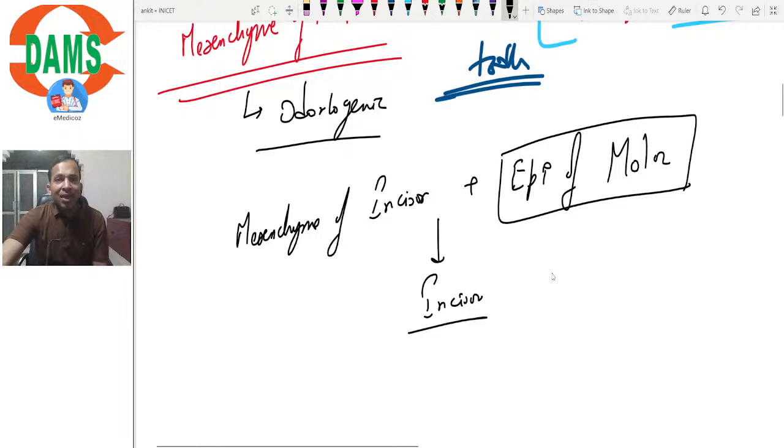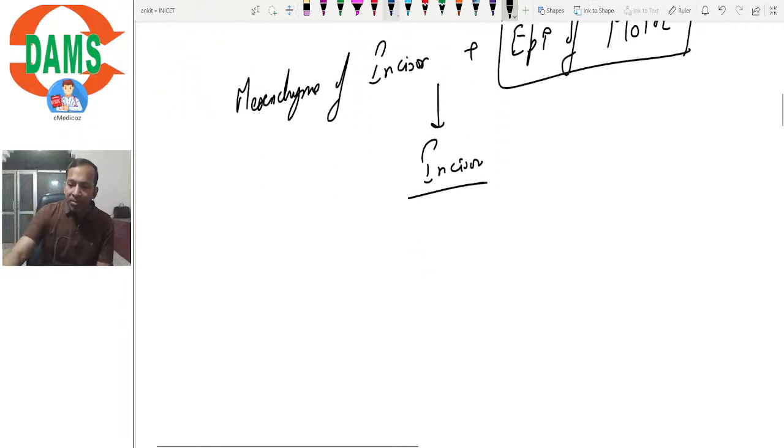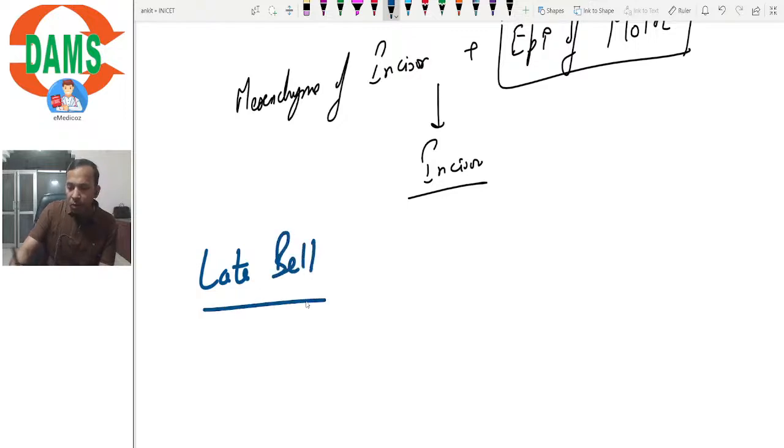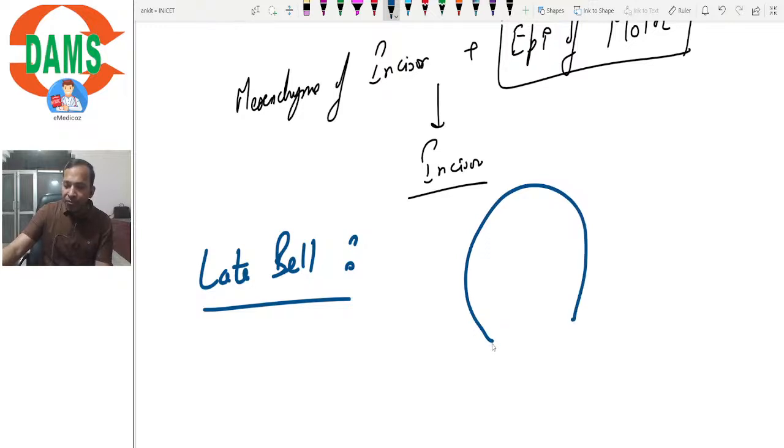So what happens in the late bell stage? In the late bell stage, the membrana preformativa is established now, isn't it? The membrana preformativa is established. The secondary enamel knots are already present, isn't it?